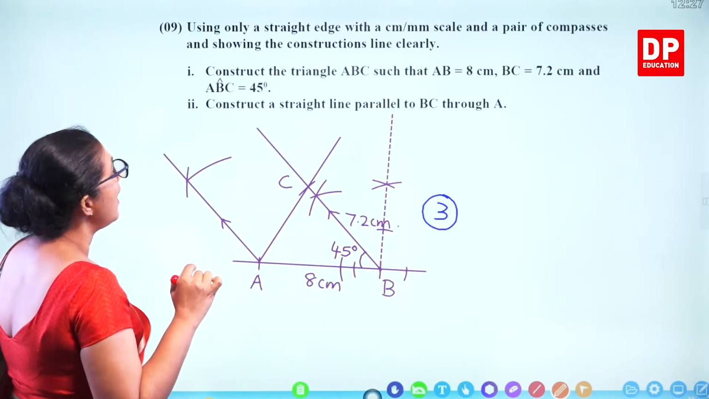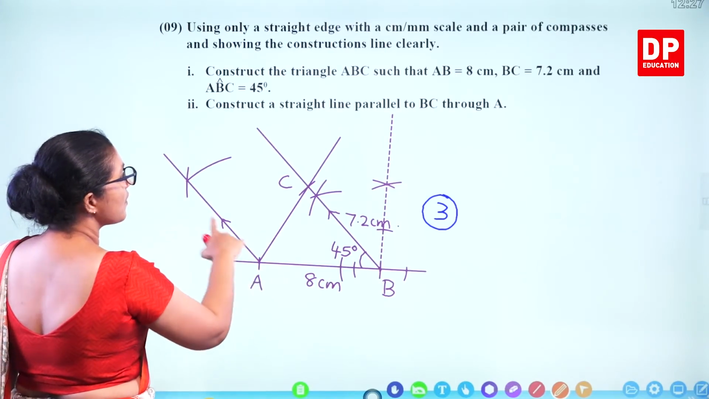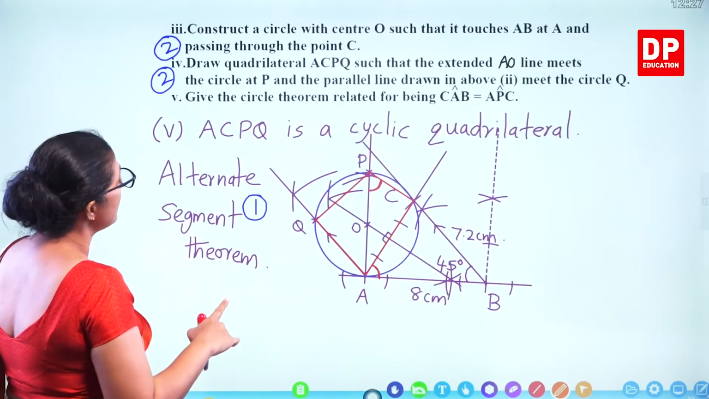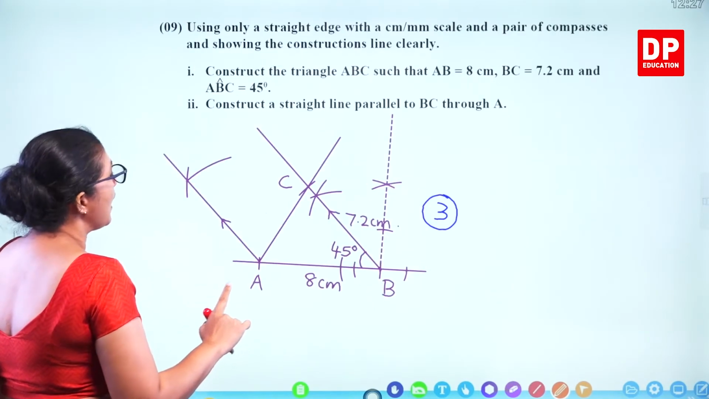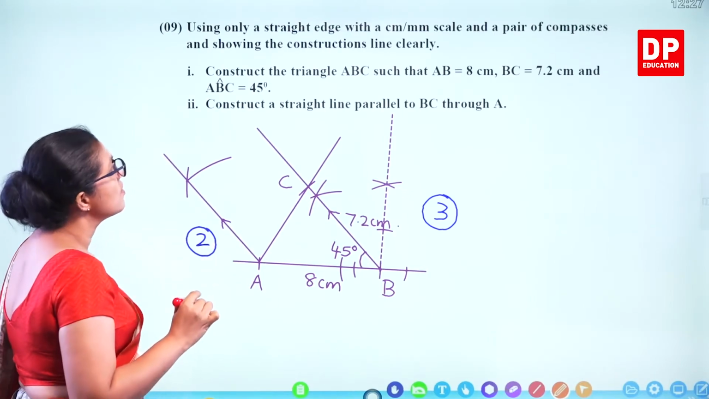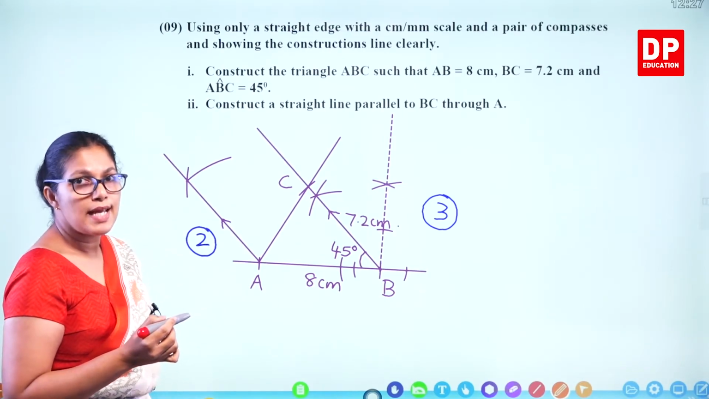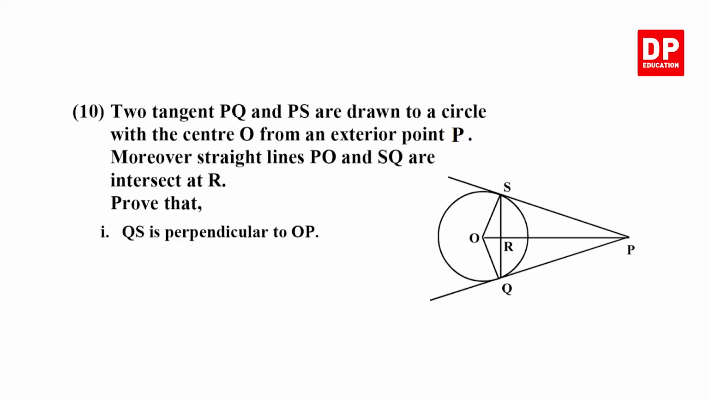Yeah. And construct a straight line parallel to BC, 2 marks you can get, because here 5 marks there and 3, 8, and this one 2 marks. So altogether 10 marks for this question. Now you can try question number 10.